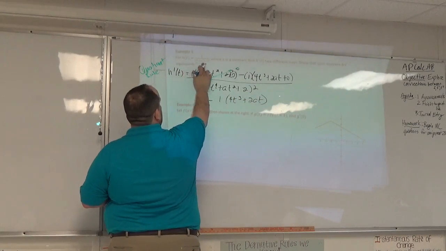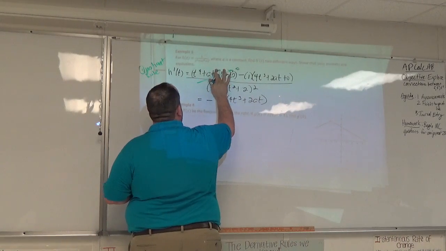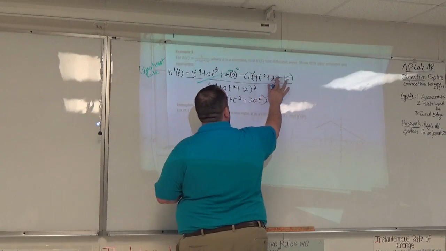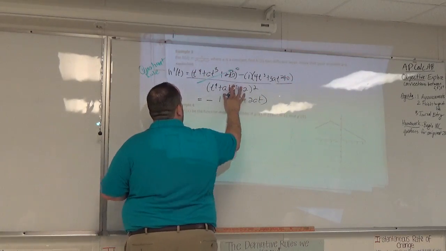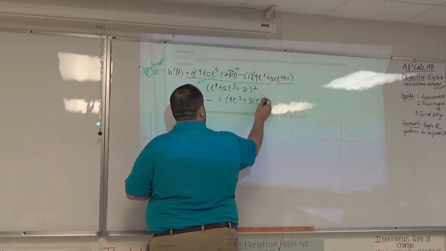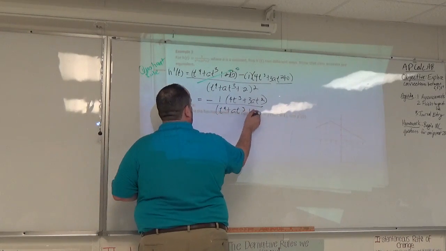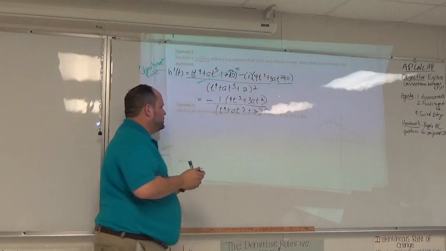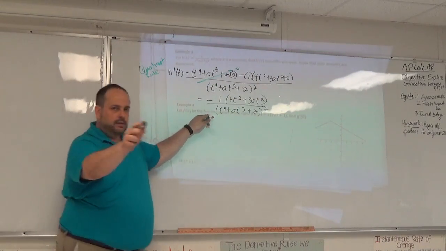Wait, is that t to the fourth plus at squared? No, it's at cubed. You just gotta put cubed. So that's 3at squared. So the derivative is 3at squared over t to the fourth plus at cubed plus 2, the whole thing squared. Okay, my quotient rule people, is everybody okay?